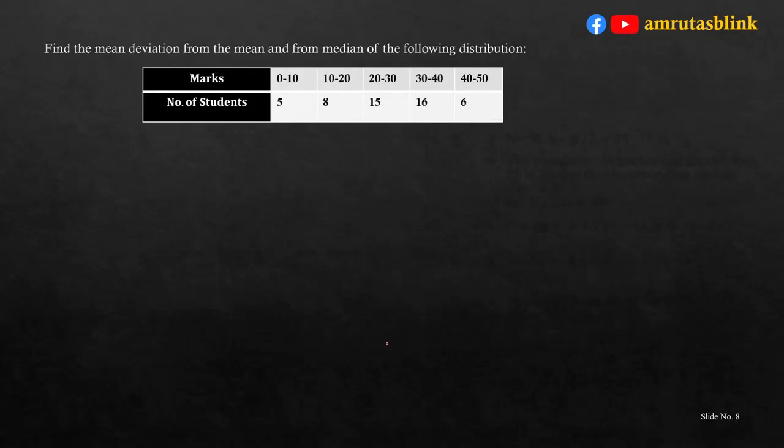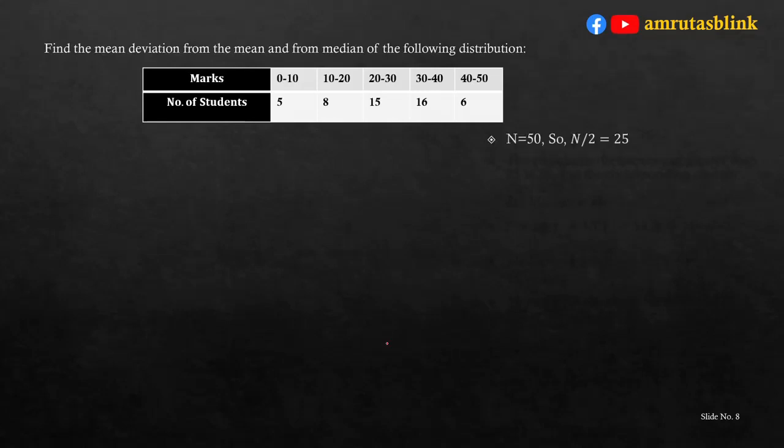Find the mean deviation from the mean and from the median of the following distribution. Now marks are given and number of students are given. Marks are 0 to 10, 10 to 20, 20 to 30, 30 to 40, 40 to 50, and the number of students are given as 5, 8, 15, 16 and 6.